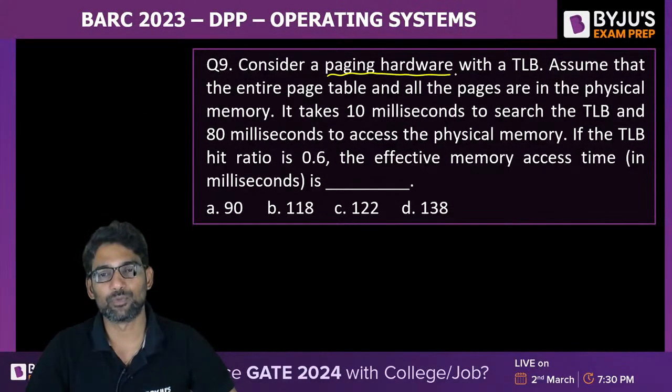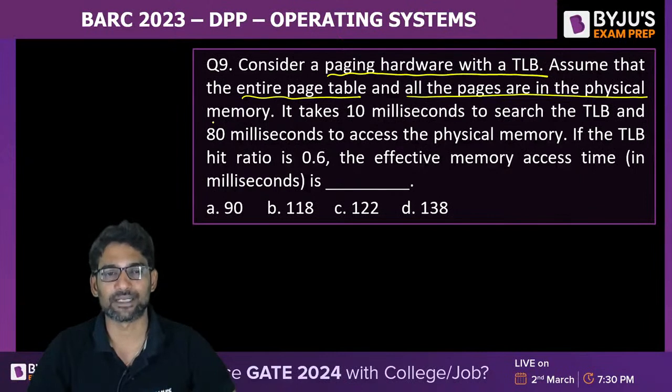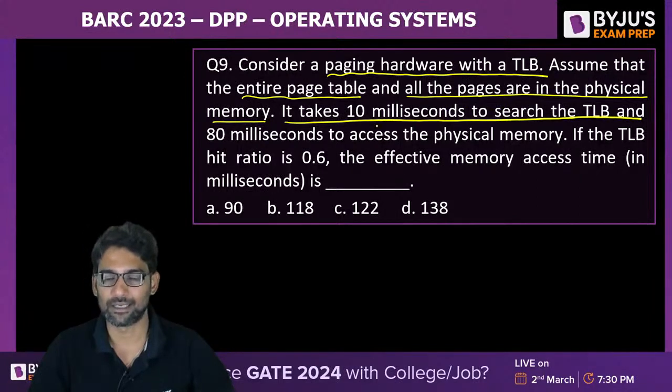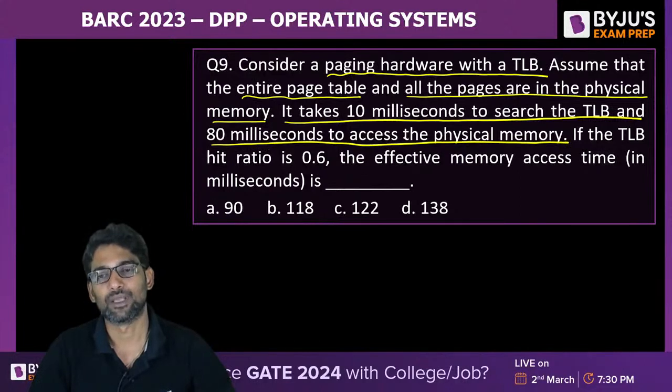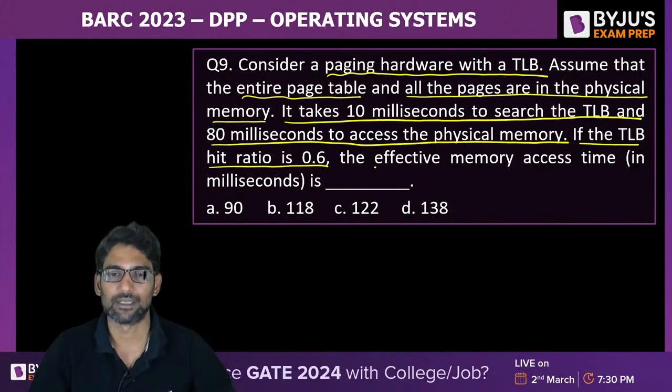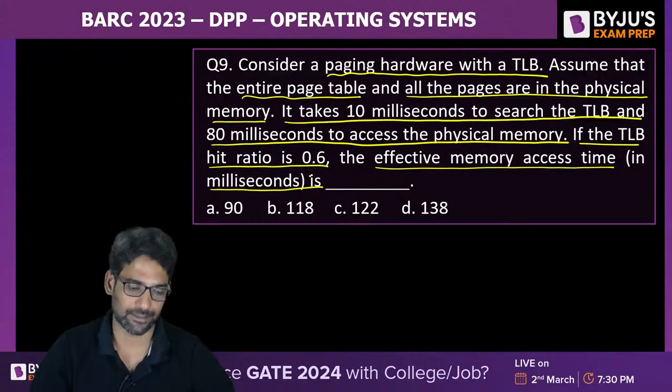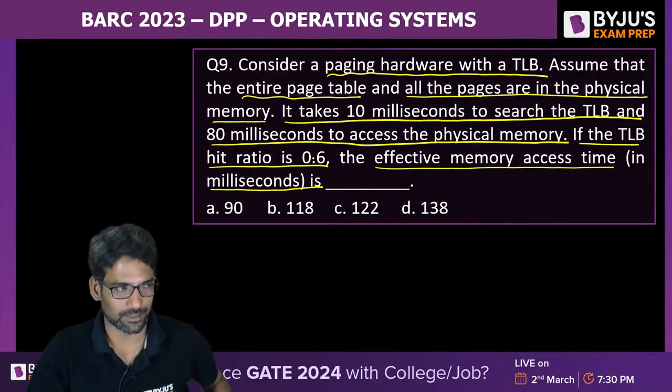Question number 9. A paging hardware with a TLB. Assume that entire page table and all the pages are in the physical memory. Means no page fault. Means no page fault. It takes 10 milliseconds to search TLB and 80 milliseconds to access physical memory. If the TLB hit ratio is 0.6, the effective memory access time in milliseconds is. Yes, guys.